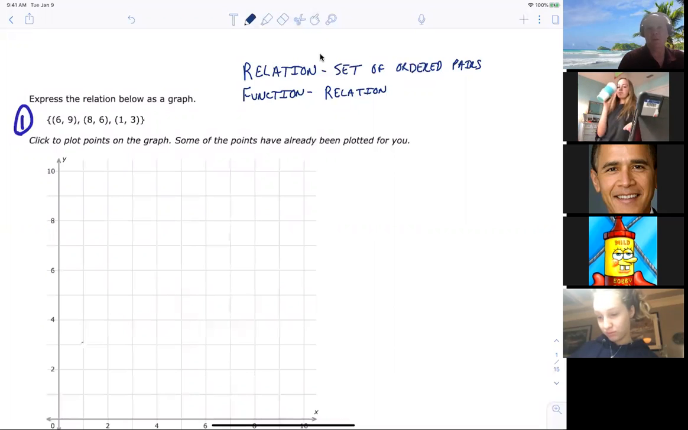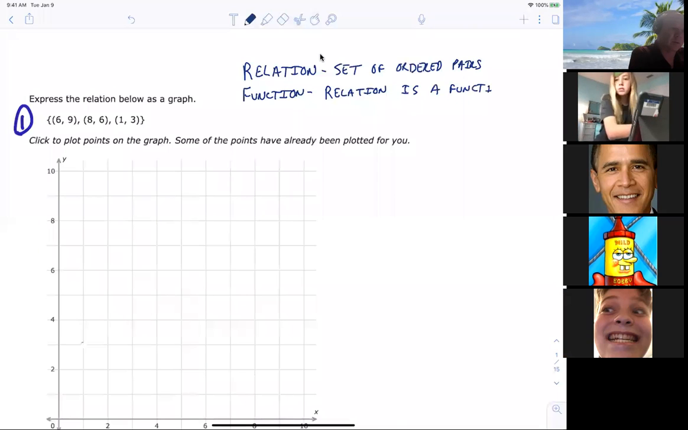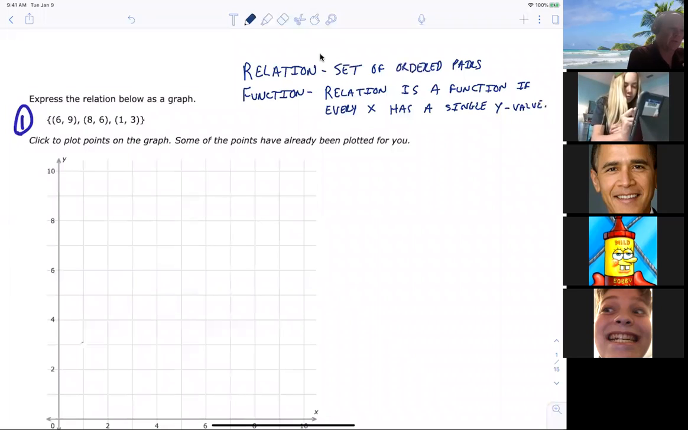So back to function. A relation is a function if every x has a single y value. I'll show you how simple that is. It's very, very easy. But these are the two main things.